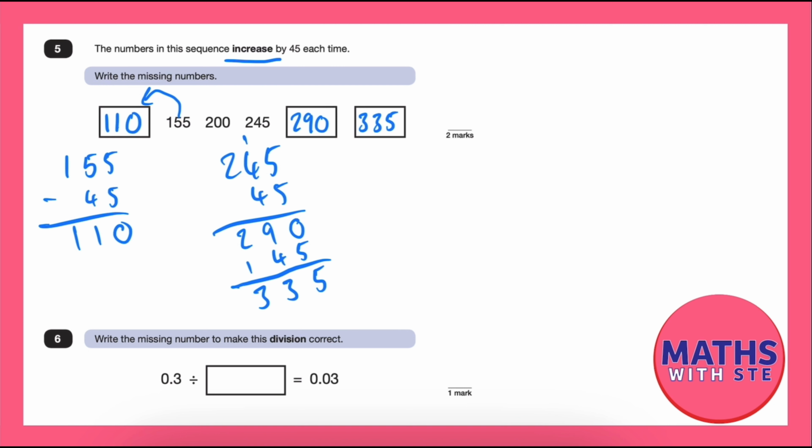Okay, question 6. Write the missing number to make this division correct. Right, okay. So, we've talked about this in previous videos, but if I've got 0.3 and I divide that by 10, it's going to go back the decimal place, isn't it? So that would be 0.03. And that is exactly what that one is there. So that's divided by 10. Okay, great.